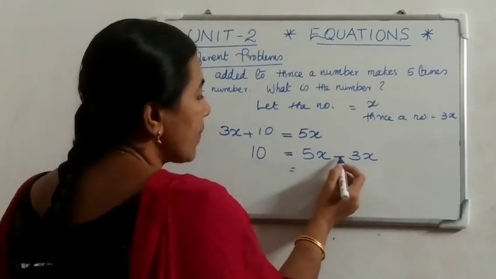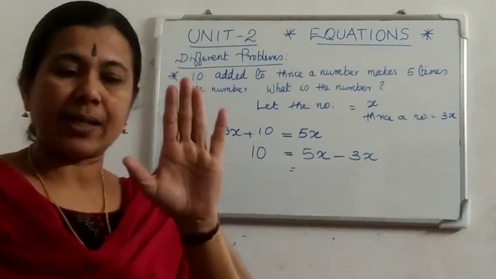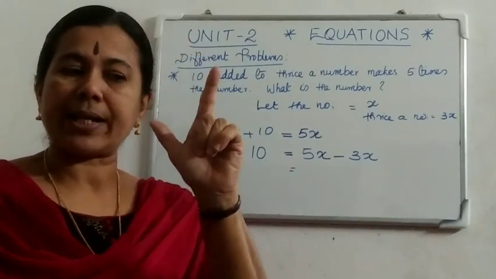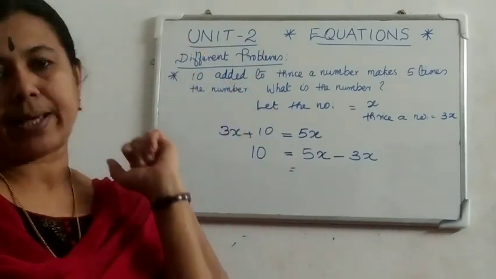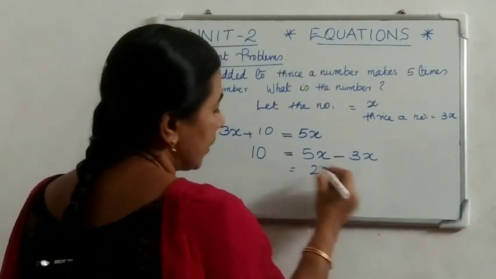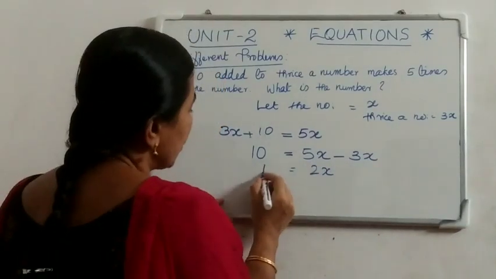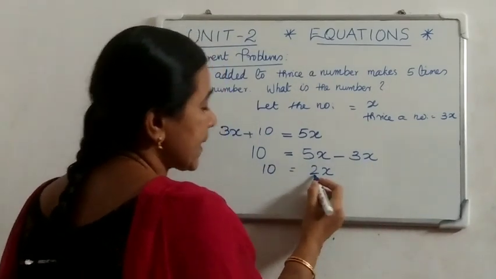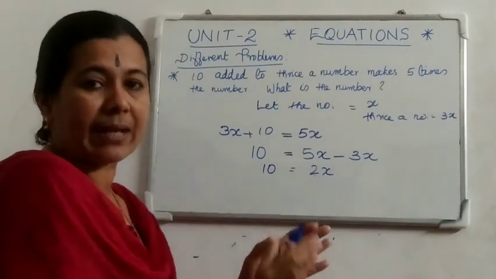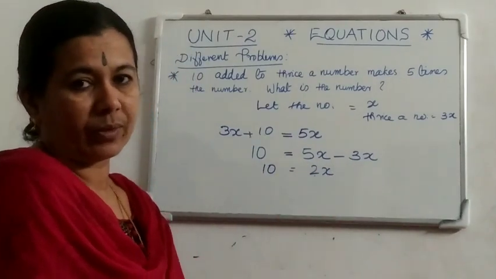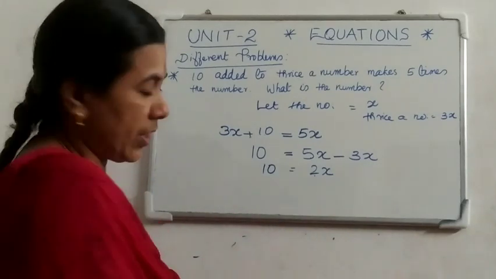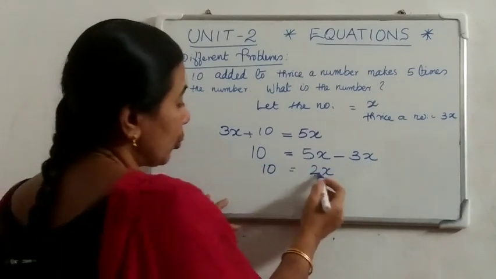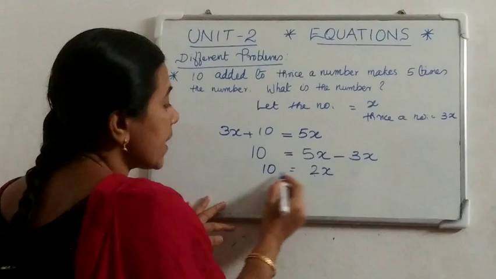Then simplify this. 5x minus 3x. Out of the 5x, subtract 3x. From 5x, subtract 3x. How much will be remaining? 2x. 2x will be remaining there. Right? Is equal to 10. 5 minus 3 is 2. Then the x variable is there. Variable will not be subtracted. The coefficient only is to be subtracted. Then 5 minus 3, 2. Same variable, 2x. Left side number is 10. 10 is equal to 2x.